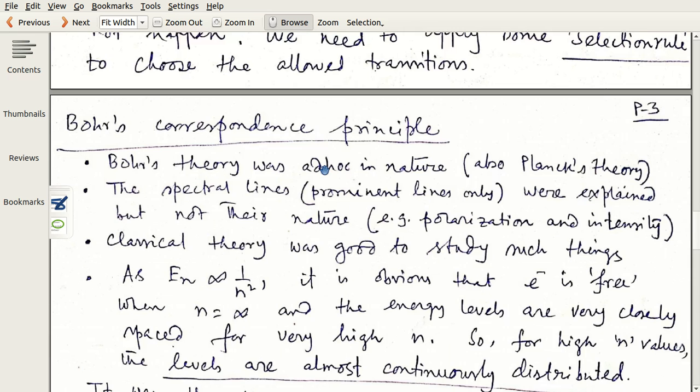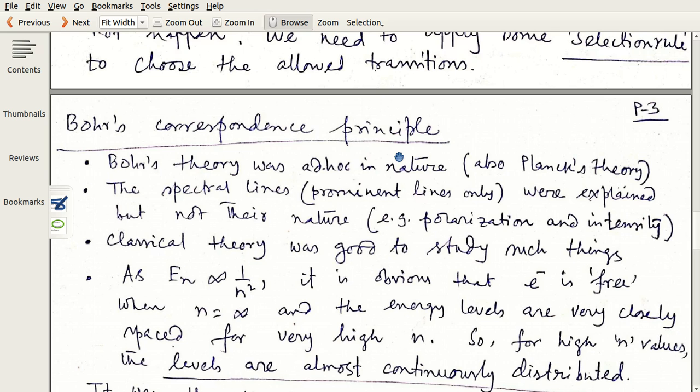Now we discuss a very important topic, the last of this series, in fact today's lecture, that is Bohr's correspondence principle. What does it say? Correspondence means some relationship between 2 things or 2 views. And actually Bohr's correspondence principle is a kind of bridge between Bohr's quantum theory, which is kind of an ad hoc theory. There is actually no theoretical background, no foundation of physics which leads to such a theory.